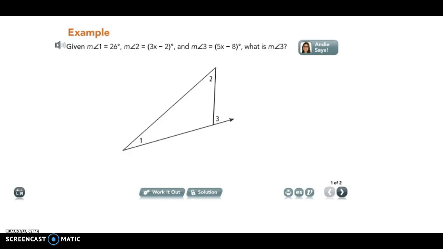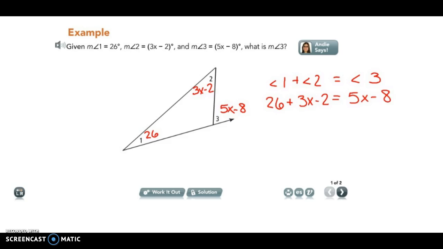Okay, in part 3, they have given us the measure of each angle. So I'm just going to go ahead and fill that in. Measure of angle 1 is 26. Measure of angle 2 is 3x minus 2. And the measure of angle 3 is 5x minus 8. I know that the measure of angle 1 plus the measure of angle 2 is going to equal the measure of angle 3. So measure of angle 1 is 26. Measure of angle 2 is 3x minus 2. And the measure of angle 3 is 5x minus 8.